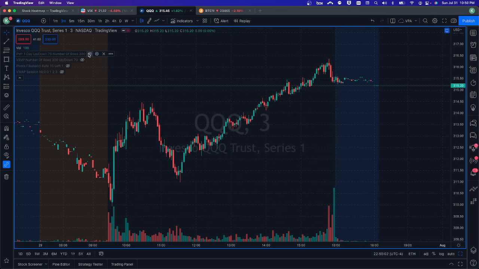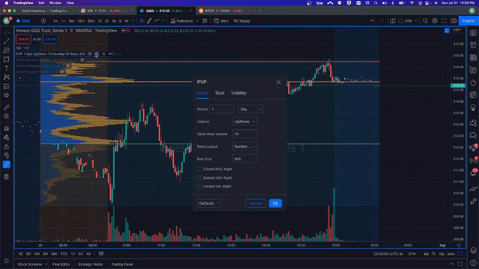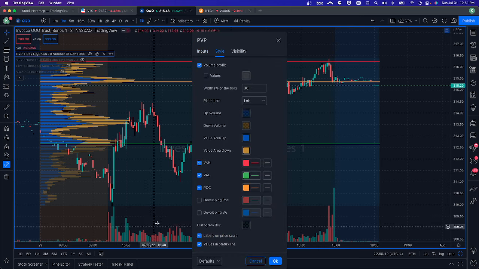So the first one I want to talk about is periodic volume profile. For intraday trading, I have it set to 1 day. Value area volume is 70, row size is 300. And then I turn on my value area high, value area low, and POC. Now, again, I covered this stuff in a previous video about volume profile. So if you don't know what that is, please do reference that video. You'll have some great insight in there.